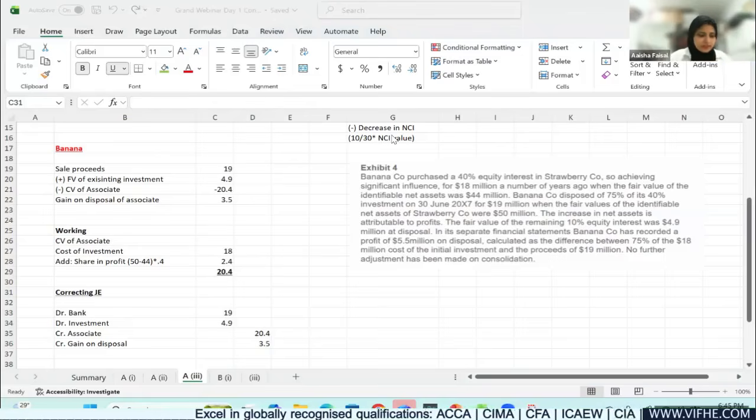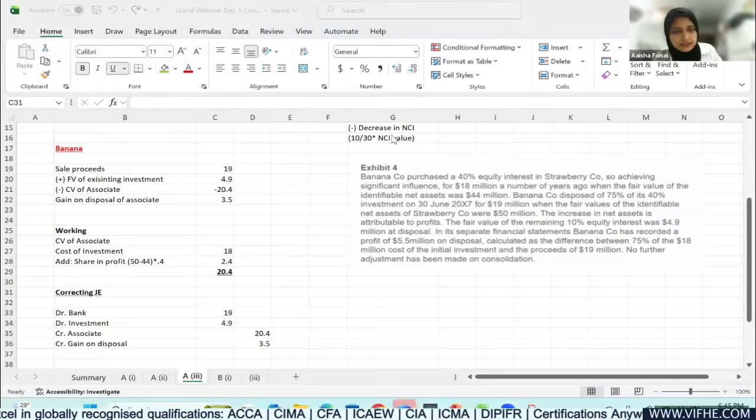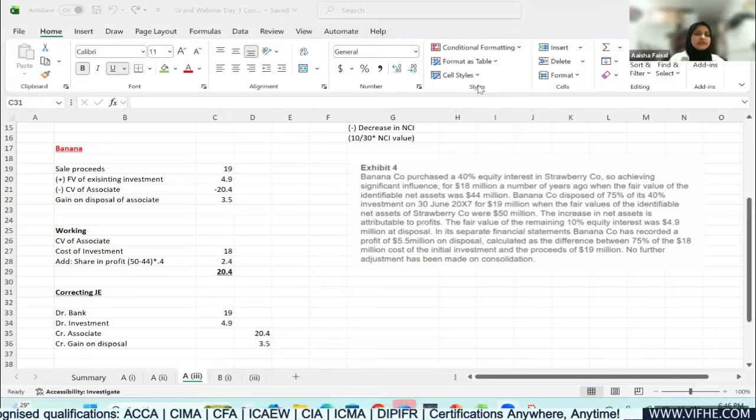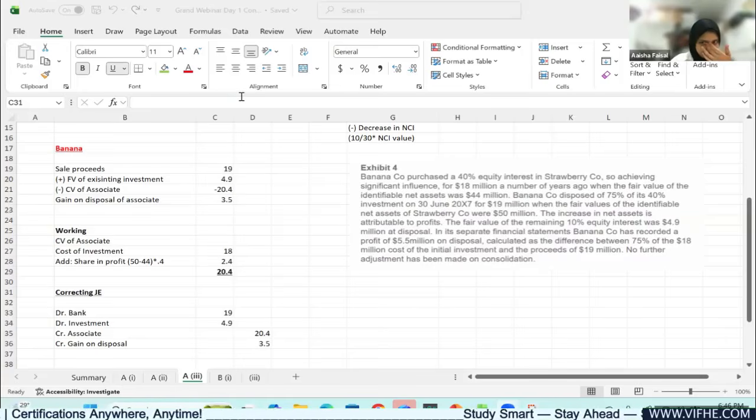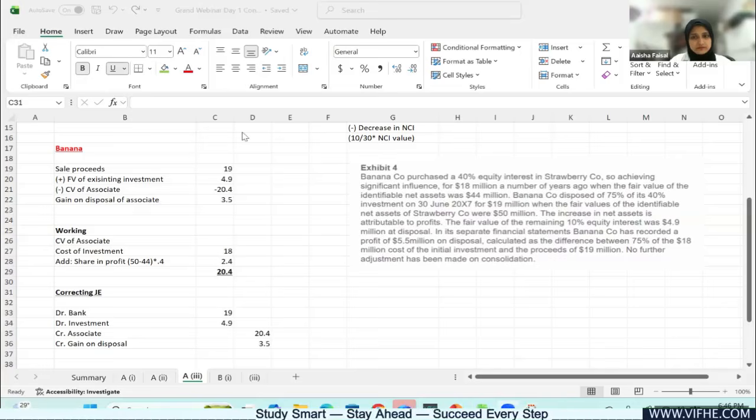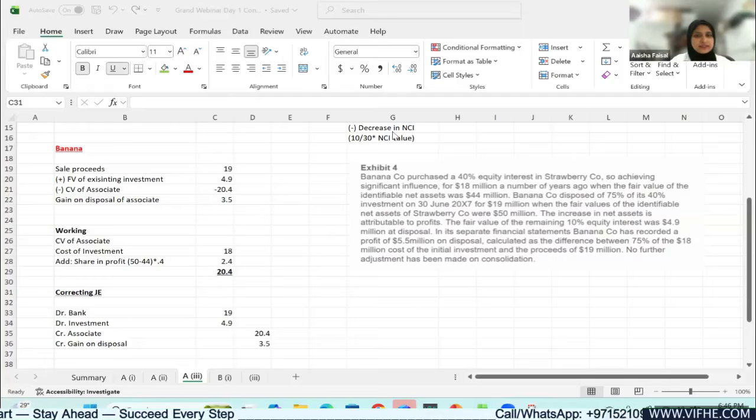Why wrong disposal? I didn't understand. Why wrong disposal, dear? This is the right thing, no? This is the gain on disposal. That's the right disposal from a consolidated statement. So this should be visible in my consolidated financial statements. That is sitting in the single entity statement. So that's okay. That's sitting in the single entity statement, not in your consolidated statement.